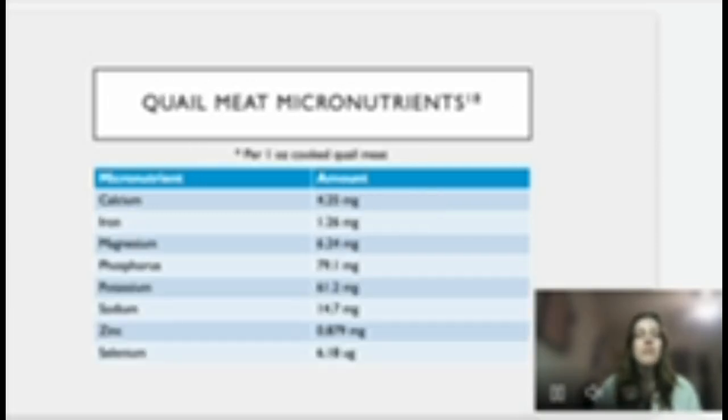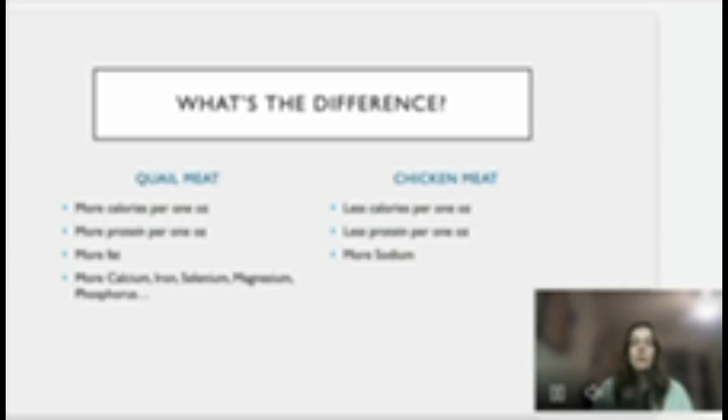Okay, here is a table of the quail meat micronutrients. Once cooked, again, this is 1 ounce of cooked quail meat, nothing added. There's 4.25 milligrams of calcium, 1.26 milligrams of iron, 6.24 milligrams of magnesium, 79.1 milligrams of phosphorus, 61.2 milligrams of potassium, 14.7 milligrams of sodium, almost a milligram of zinc, and roughly 6 micrograms of selenium.